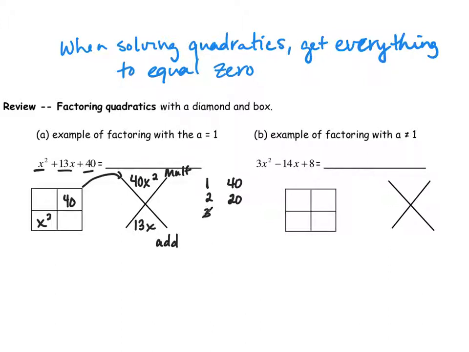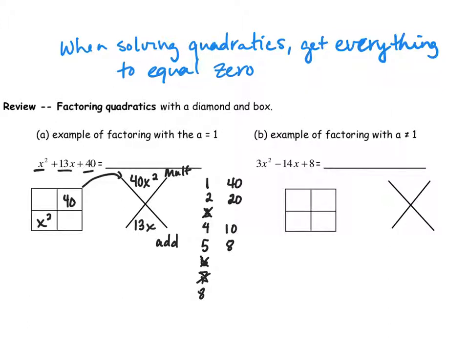40 is not divisible by 3. 40 divided by 4 is 10. 40 divided by 5 is 8. 40 is also not divisible by 6 or 7. And then I'm back to 8, and I've already used 8 right here, so that's how I know that I've listed all my factors.